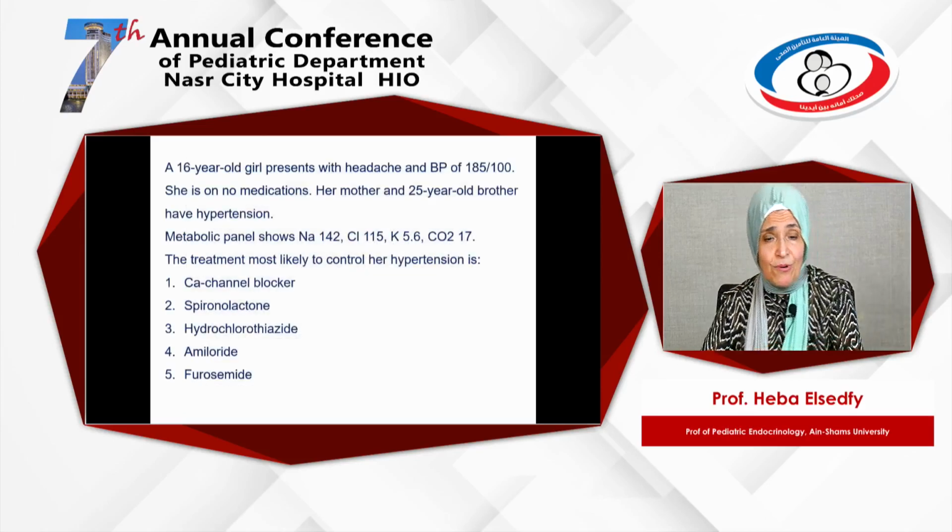Now, some questions you have to try to answer. A 16-year-old girl presents with headache and blood pressure of 185 over 100 millimeters mercury. She is on no medications. Her mother and 25-year-old brother have hypertension. The metabolic panel shows a sodium of 142, chloride 115, potassium 5.6, carbon dioxide 17. The treatment most likely to control her hypertension is calcium channel blocker, spironolactone, hydrochlorothiazide, amiloride, or furosemide.